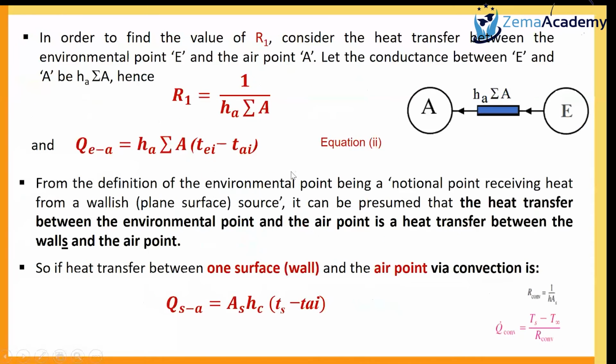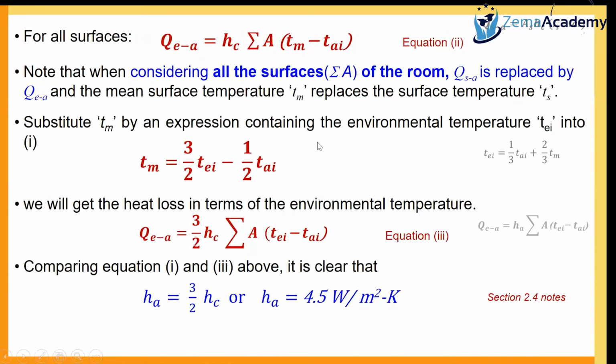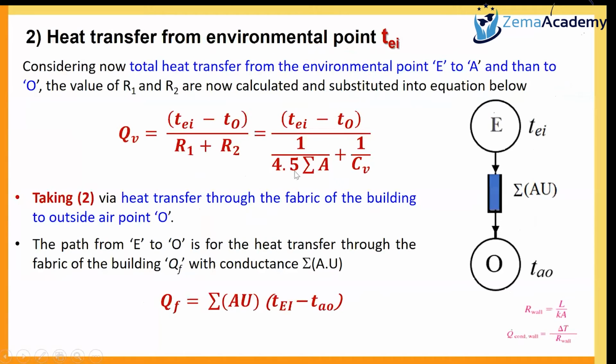Let me go back to that equation. This is the equation, H1 over HA summation A. I have replaced the value of HA, which is 4.5. So can you appreciate that here in this equation now, you can easily calculate your ventilation heat loss. You know TEI, you know TO, the outside temperature, you know the areas involved in the space. You can also calculate your ventilation conductance, and based on that, you can calculate your total ventilation loss from the space.